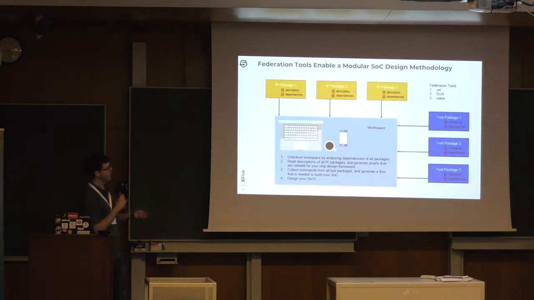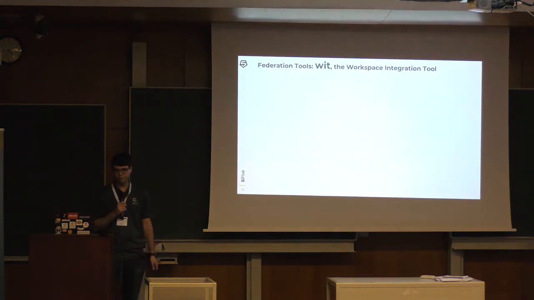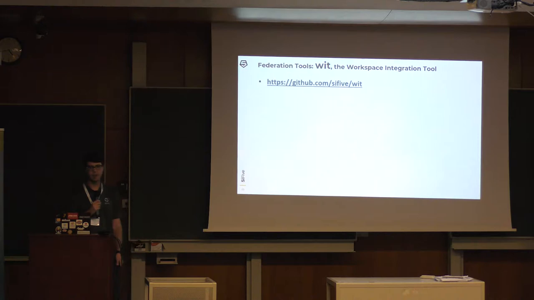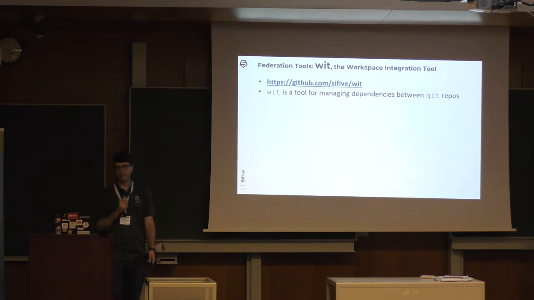And the tools that I'm talking about are WIT, DO, and WAKE. I'll gloss over DO a little bit because you just heard a whole talk on it, and talk about the others a little more. So what is WIT? Well, you might guess from the pun on Git, it's kind of related to that. It's an open source repo. It's a tool for managing dependencies between Git repositories.